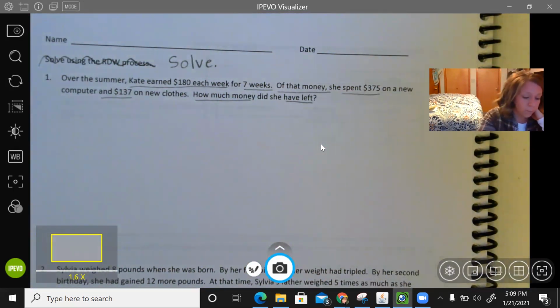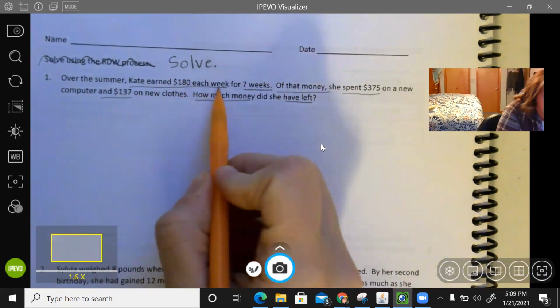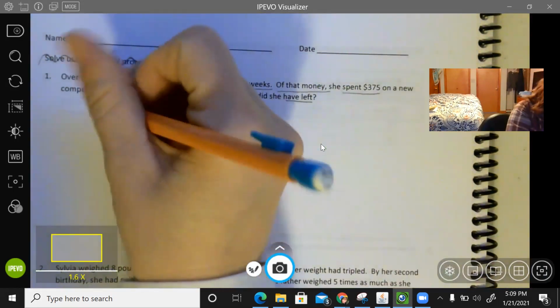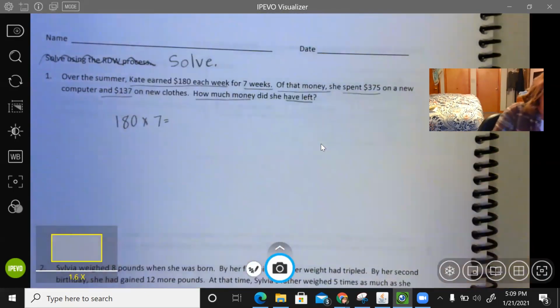So let's start there. What's the first thing I'm going to do? I think the first thing I need to know is how much money she made total. So let's see. Katie earned $180 each week for 7 weeks. I want to figure out how much money she earned total. So I'm going to take 180 and multiply it by 7.